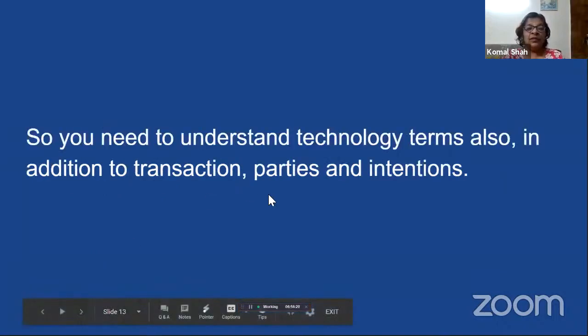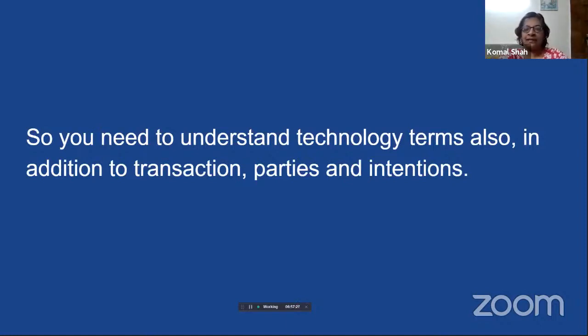Okay, so it may be negotiated by non-lawyers. So you need to understand technology terms also, in addition to the transactions, parties and intentions, because they will use that kind of terms in the contract and you must be able to understand what they are talking about. Okay, when you are working with a client, they will give you certain terms. It's very easy for them to relate to those terms because both they and the other party are familiar and they know what they are talking about. But if you want to provide services to them as a lawyer to draft the contract and to protect their interests, then you must also understand what they are talking about, right? So, in addition to all of these things, you must be able to understand the terms of a technology.